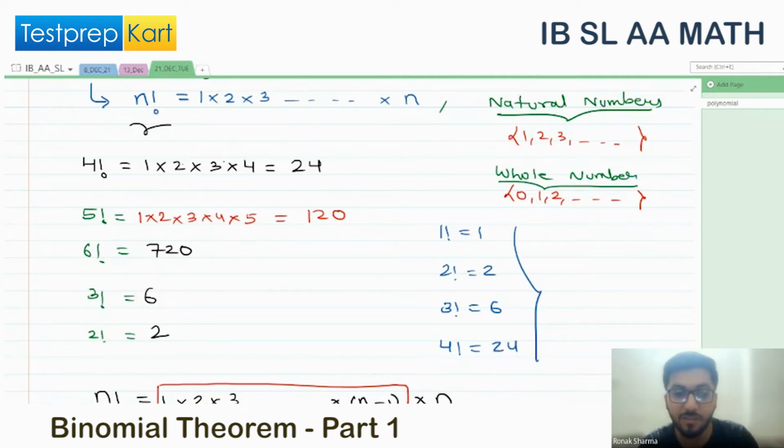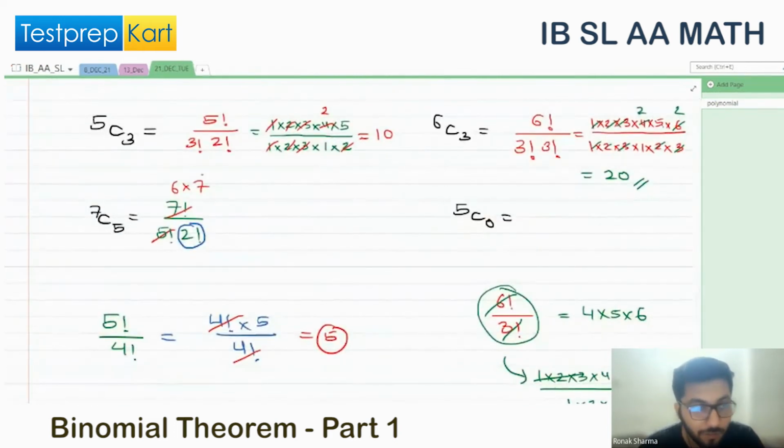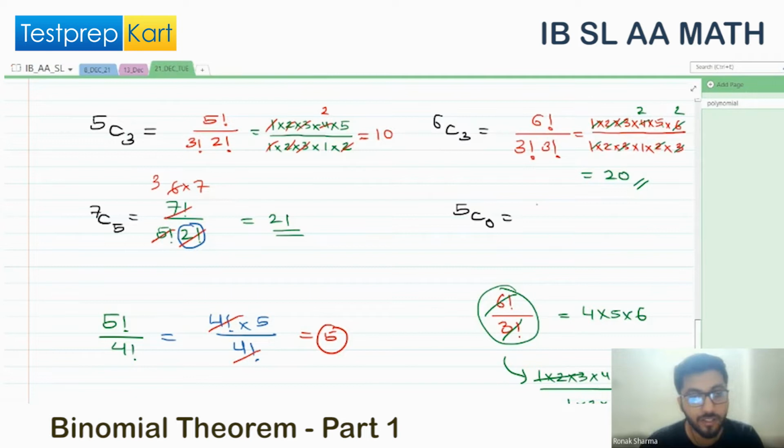2 factorial is 2 only. So now you know that 2 factorial is 2. So can I cancel 2 factorial, that is 2, by 6, 3 times? Then 7 into 3 is 21. You got the same value or not? Okay. Now 5C0, what is the value you're getting?